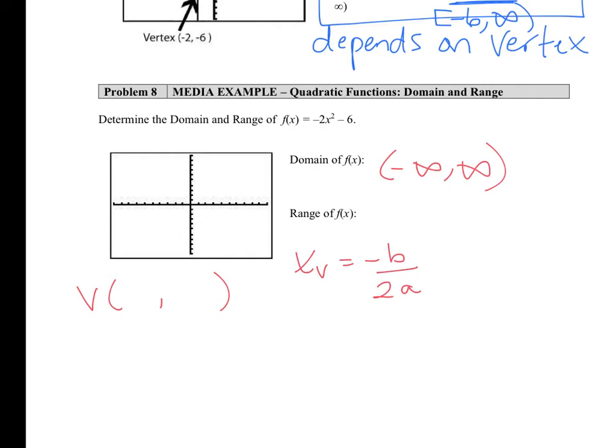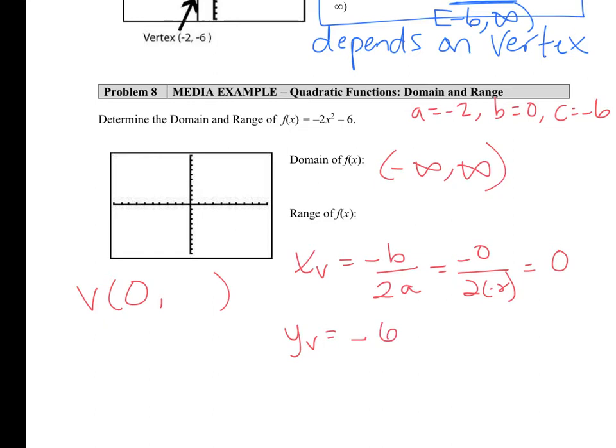And so again, on this one, a is -2, b is 0 because there's no middle term, and c is -6. So we get the opposite of 0, which we kind of know right there means the x part of our vertex is going to be 0. And the y part of my vertex, if I plug in a 0 in there, I get a -6 out. Okay, so that was just me doing f of 0. That's how I got that.